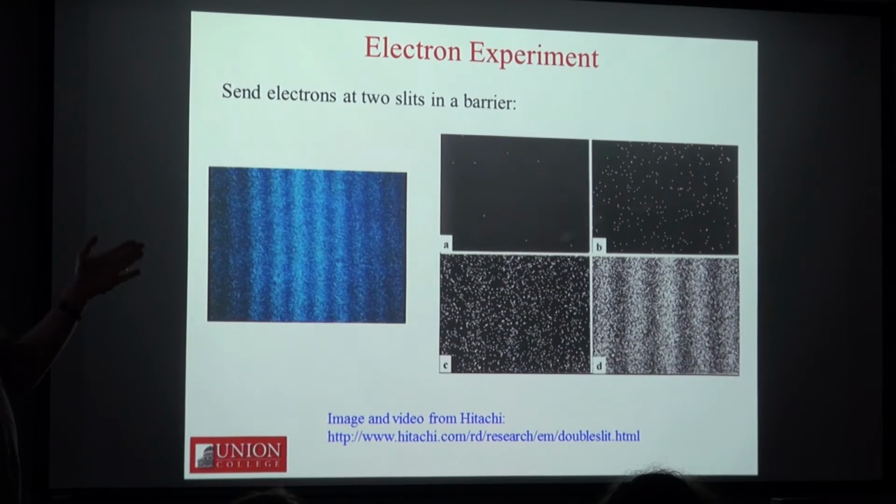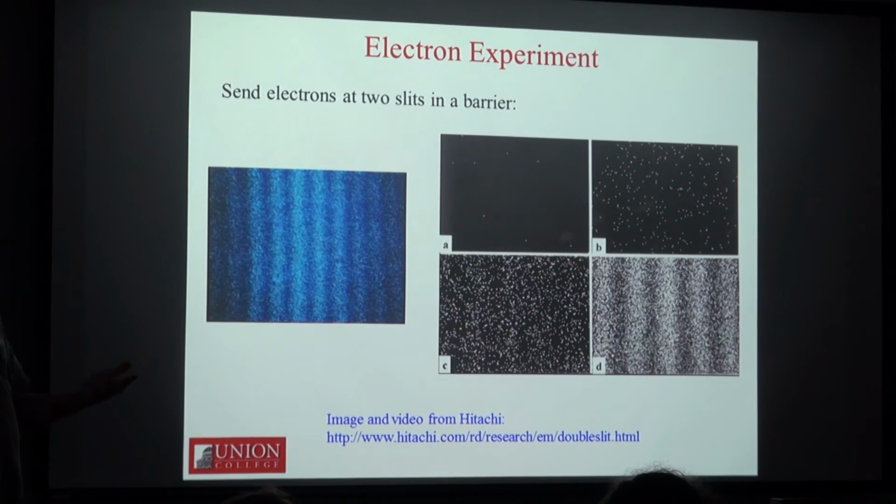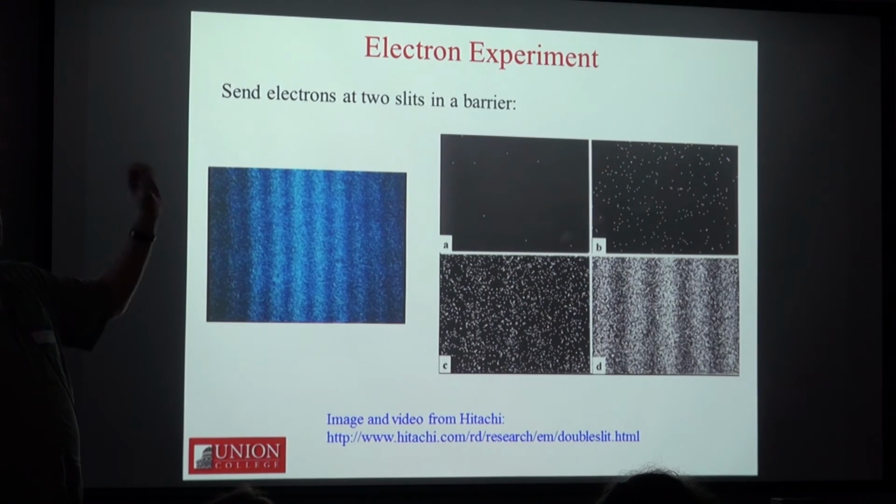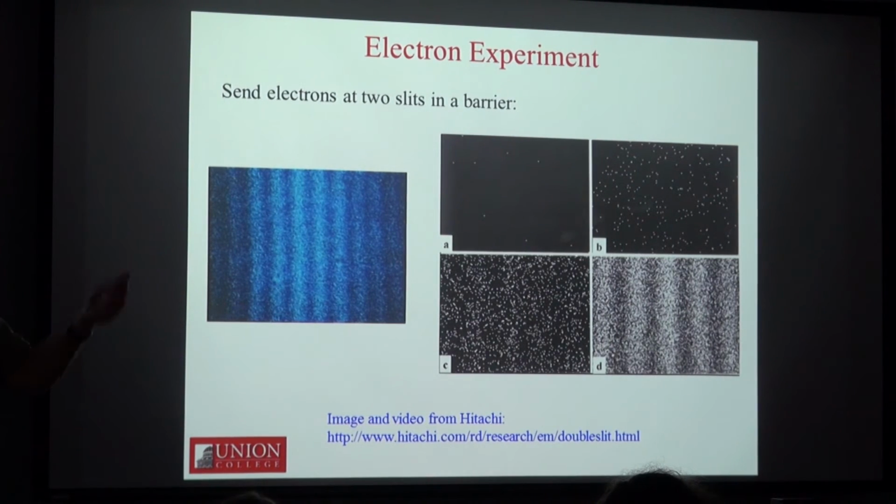You get this pattern of bright and dark stripes that's characteristic of wave behavior, but each of these electrons is detected like a particle at a particular place at a particular time. Completely independent of each other. You could see in the early part of the video that you get a dot, and then a little while later another dot, and then another one. They're not coming in lots at once. It's really one at a time, and yet you get this wave behavior.